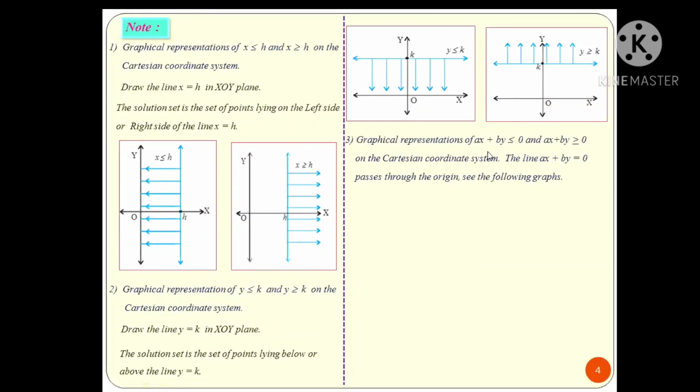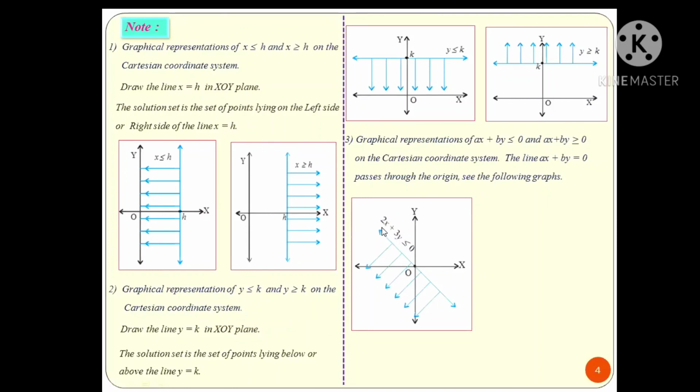Graphical representation of ax plus by less than or equal to 0 or greater than or equal to 0 on the Cartesian coordinate system. For that, first you have to draw the line ax plus by equal to 0. The equation ax plus by equal to 0 gives a line. That line passes through the origin. Check, a simple example is given, the line is taken as 2x plus 3y. 2x plus 3y equal to 0, this line will pass through the origin.